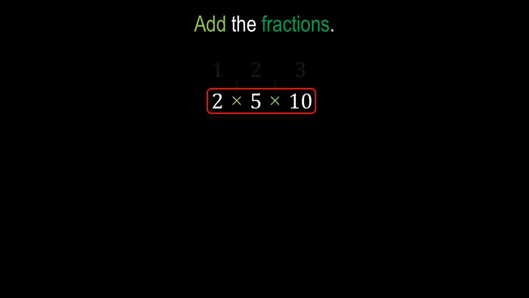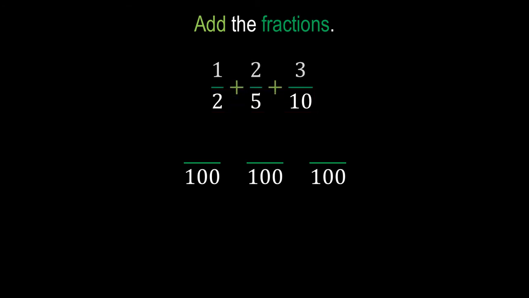2 times 5 times 10 equals 100. That means the denominator of the equivalent fraction should be 100. Now we look for the number which is multiplied by 2 to get 100, and that number is 50. So we multiplied the same number with the numerator. 50 times 1 equals 50.